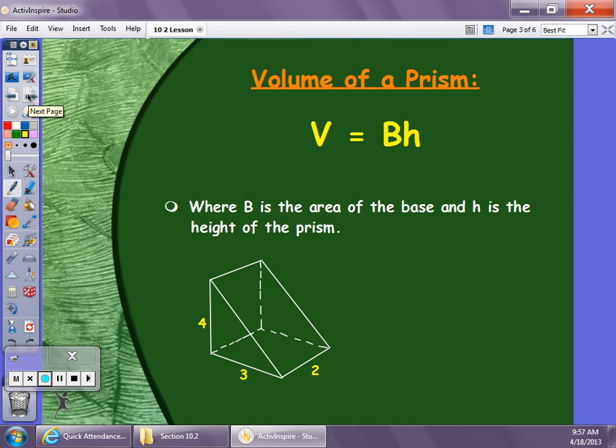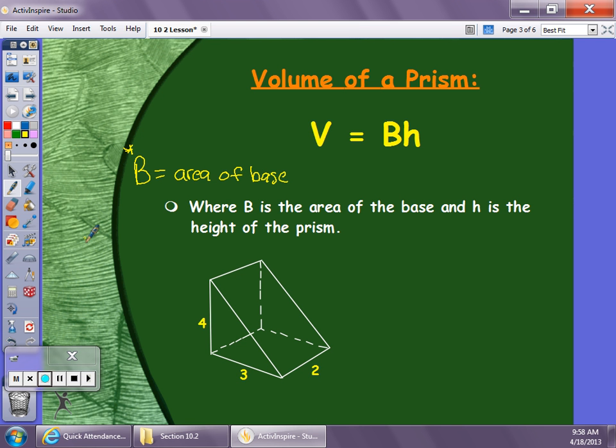To find the volume of any prism, we're going to take the area of the base times the height. So big B will always represent the area of the base. And this formula right here will change based on the shape of the base itself. The height will always represent the height of the figure. The height of the figure is going to connect the bases, and remember it's going to be perpendicular to those bases. So let's take a look at an example here.